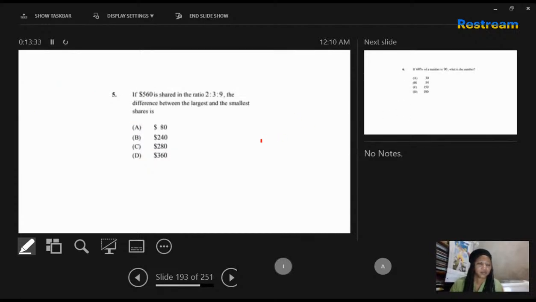Asar? Number 5. If $560 is shared in the ratio 2:3:9, the difference between the largest and the smallest shares is... Well, so 560 divided by 14. Where did the 14 come from? All those numbers added together.